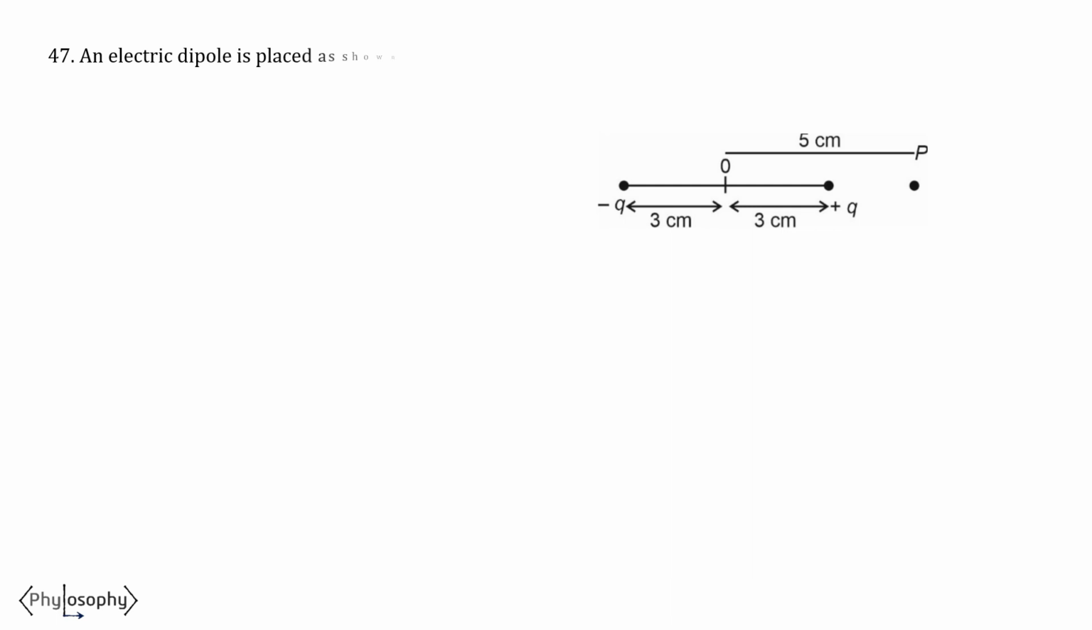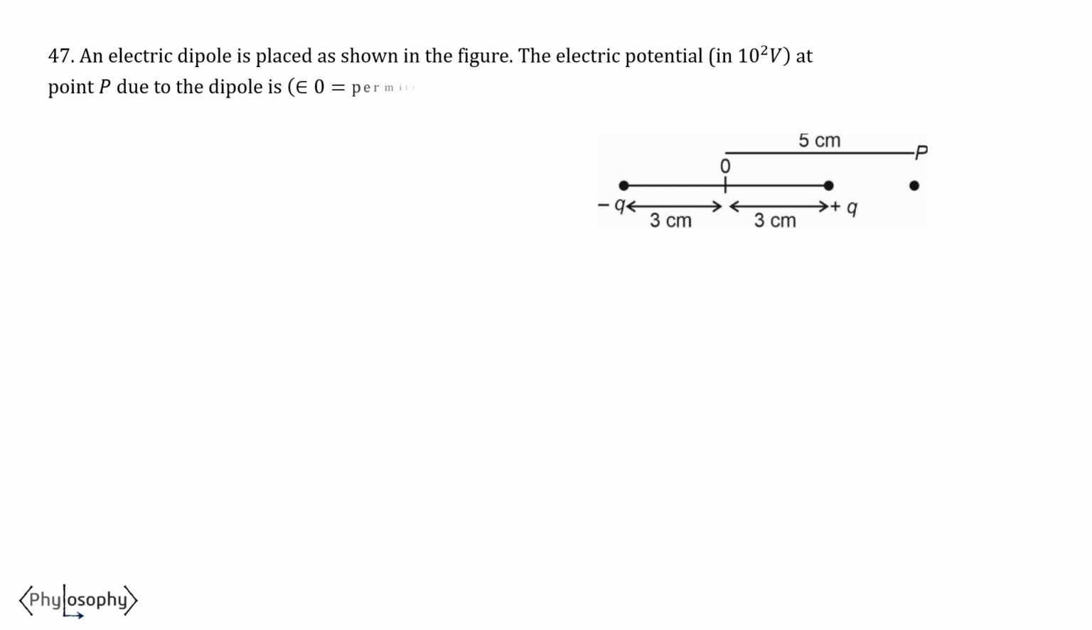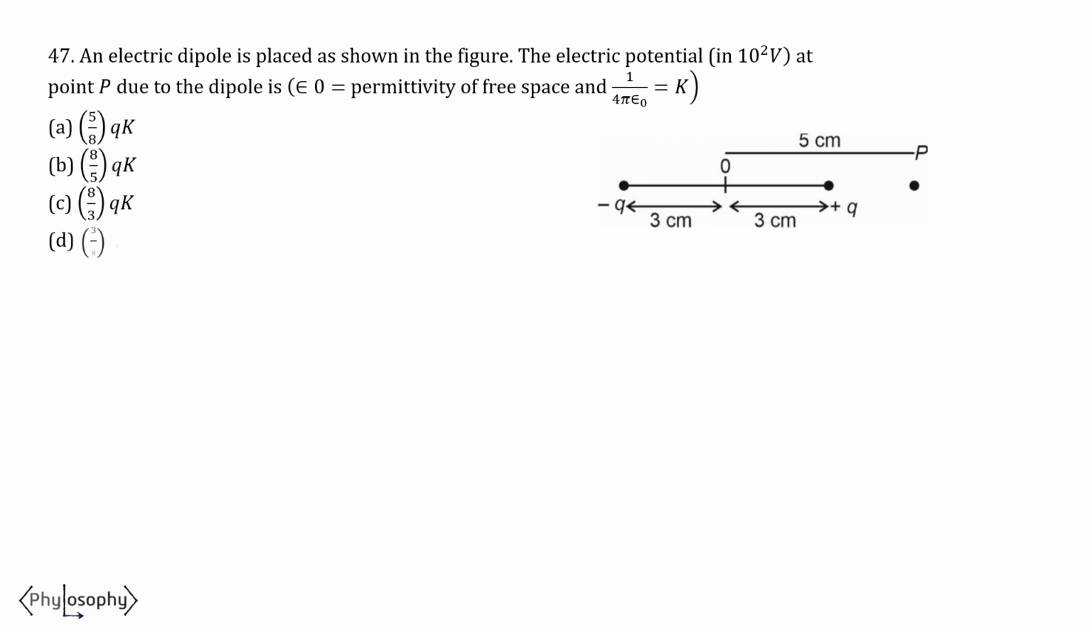Our next problem is, an electric dipole is placed as shown in the figure. The electric potential in 10 to the power 2 volt at point P due to the dipole is, and these are the 4 given options. It is also given that epsilon naught is the free space permittivity and 1 over 4 pi epsilon is denoted by K.